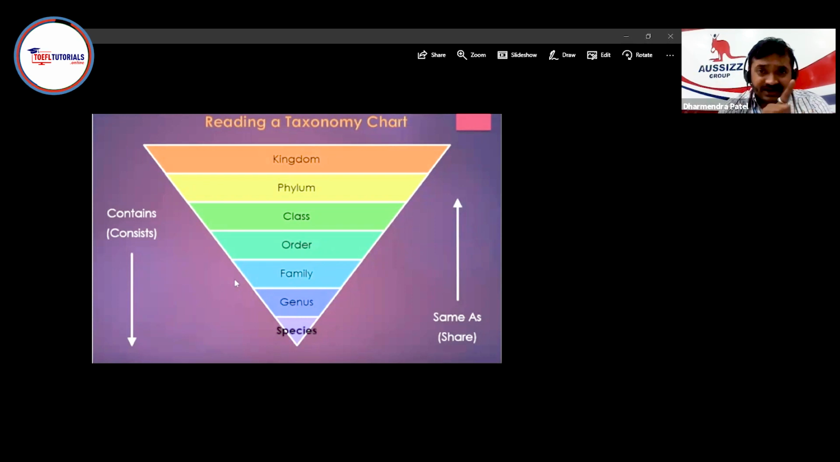Now the direction of downward. What's the downward direction? Well, it's mentioned on the left hand side. The downward arrow shows contains or consists. What does it mean? I hope you get it now. So the genus consists of species. The class consists of order. But the genus does not consist of family, or the class does not consist of phylum, because that is upward. Got it? That's what the downward arrow shows: consist or contain.